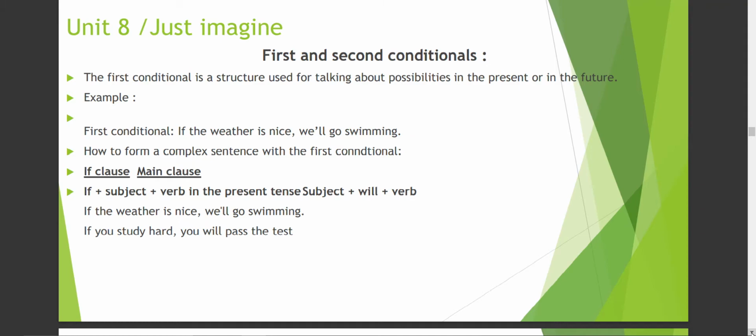How to form a complex sentence with the first conditional. كيف تصير جملة معقدة من ال first conditional الجملة الشرطية الأولى. If clause, main clause. If plus subject plus verb in the present tense, subject will plus verb. If the weather is nice, we will go swimming. If you study hard, you will pass the exam. If, and then we use you, and then we use study, verb in present tense. طبعا في present tense الحاضر في المضارع. And then you will pass the test.